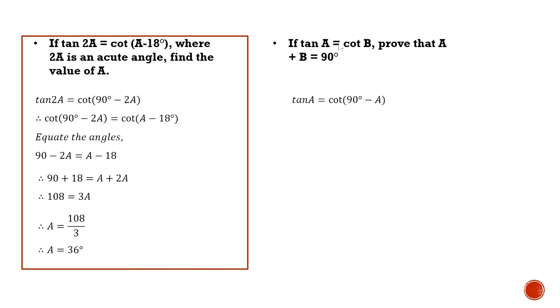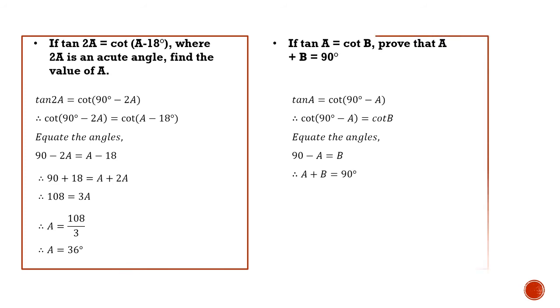You can do the same for cot B and convert it in terms of tan A. Here I am taking into consideration the left hand side, so that's why I am converting my tan A and I'm writing it in terms of cot. So it will be equal to 90 minus A. Just replace that value and you shall be getting this. Same, equate the angles and solve them. So you will be getting that the summation of A plus B equals to 90 degree, and that's what you need.